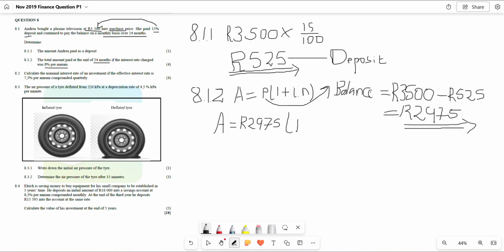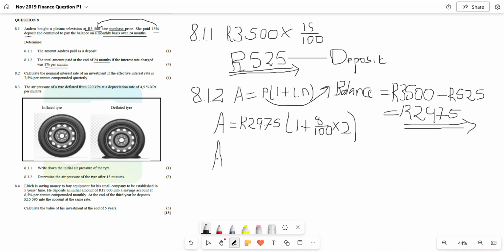Then in brackets 1 plus, as you have read in 8.1.2, the interest rate charged on this hire purchase is 8%, so we are going to use that as I. Always remember to divide by 100 when you have that interest rate. Then multiply. Where you see N, you can't substitute the number of months. Remember, N is in years. So 24 months is equivalent to how many years? We know that 24 months is equivalent to 2 years. Where we see N, we are going to substitute 2 instead of 24 months.